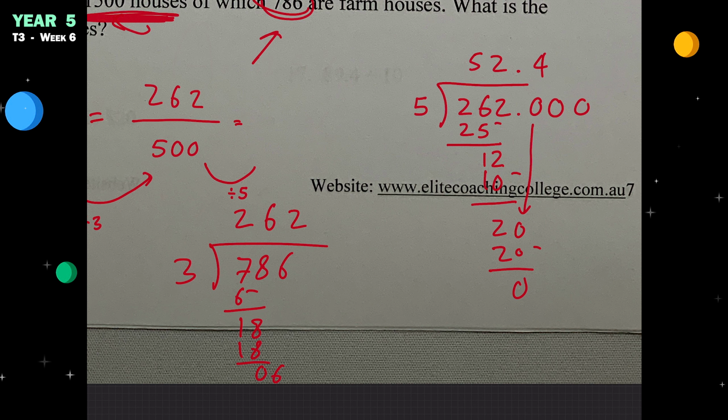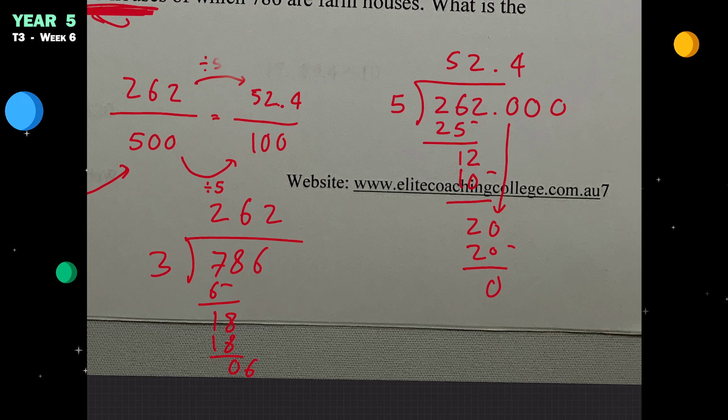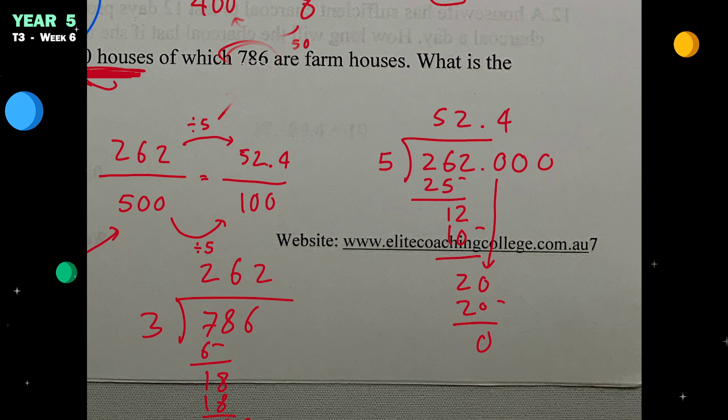So therefore, if I divide the bottom number by 5, I'll get 100, because 500 divided by 5 is 100, which is what I want to get to. And my top number, when you divide that number by 5, you will get 52.4, and we're done. All right, so let's rub this out real quick.